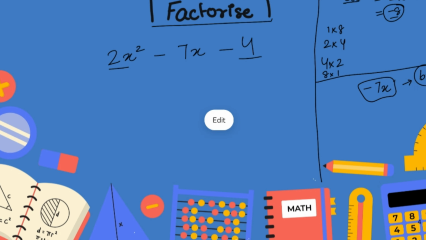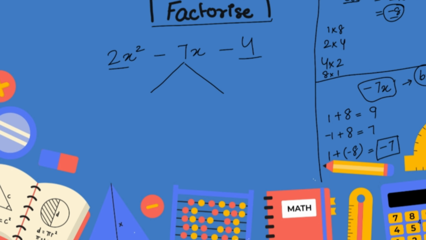So on adding 1 plus 8 you get 9. On subtracting 1 from 8 you get 7. But if you take 1 as positive and 8 as negative, you get -7. Okay, so in the place of -7x, what you have to write? You have to write positive x minus 8x. And the first term and the last term you have to write as it is.